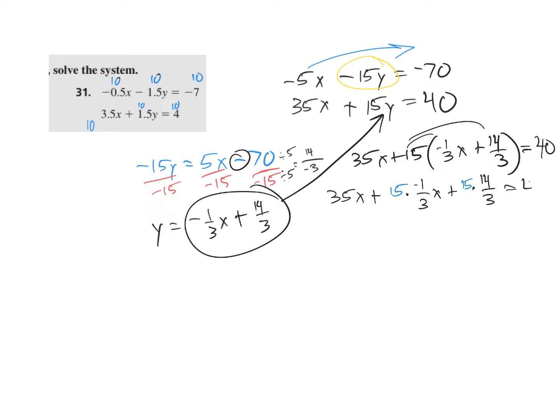And watch what happens here. The 3's will reduce with the 15 by 3. So that gives us a 1 and a 5. Same thing on the other one. The 3's and the 15 reduce by 3. So what do we have?